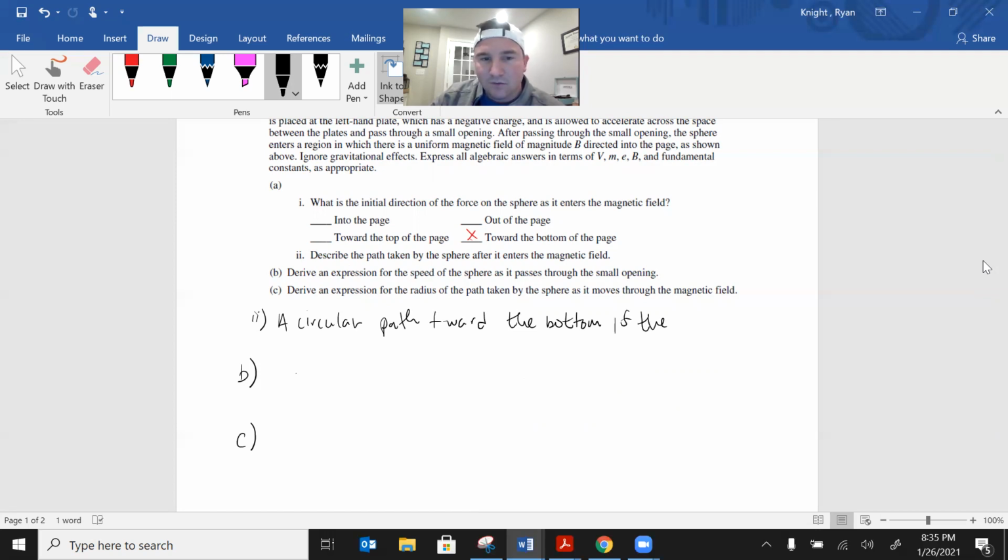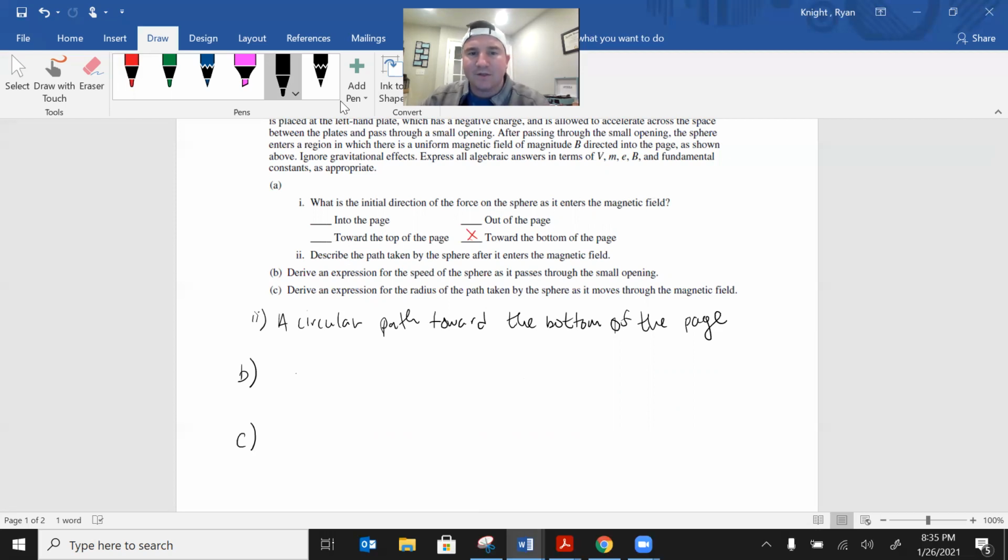Apparently it doesn't like to draw O's right now. Oh, I have ink to shape on. It's trying to make shapes out of the things that I'm writing, so it turned them into lines. Interesting. All right, well, glad that I noticed that now.